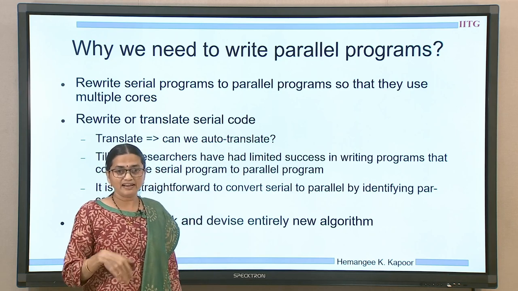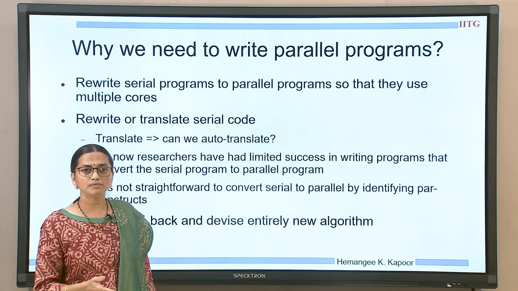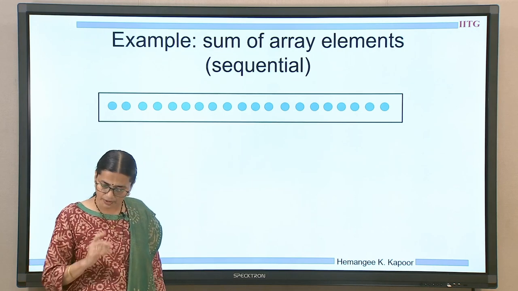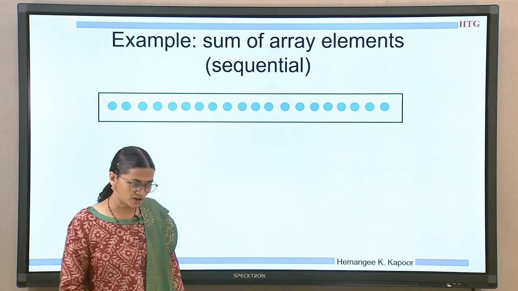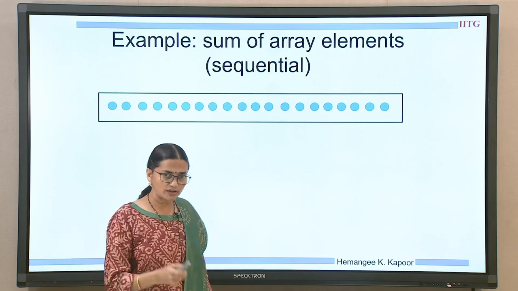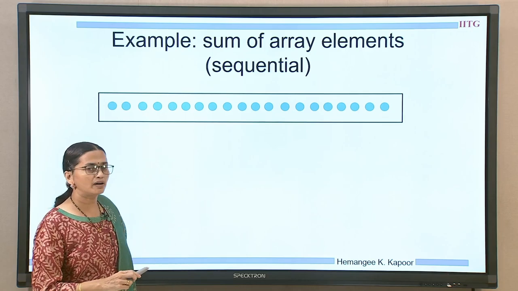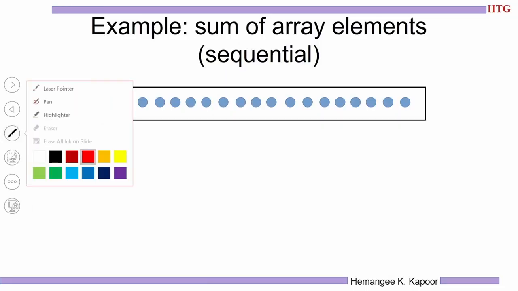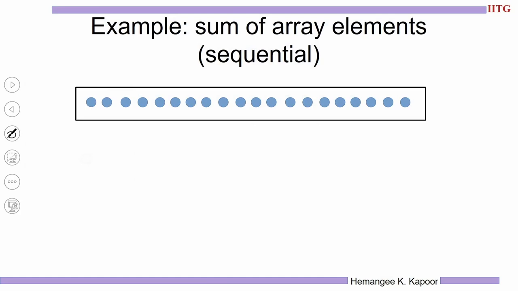Step back and devise newer algorithms for a parallel system. We've seen this example in the vector architecture, but a quick recap to understand the concept. If you want to sum the elements in an array in a sequential manner, what will you do? Okay, so this is my array, may have 1000, 100, or how many ever elements to be added. So, I will just take the first element and add this element to the second one.